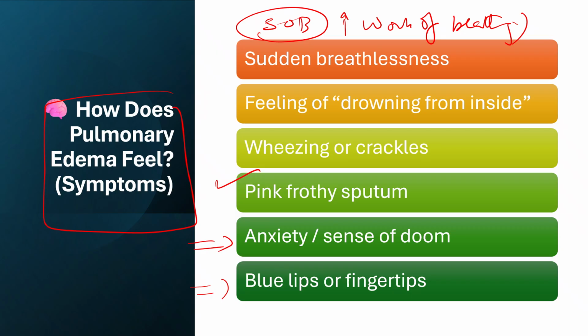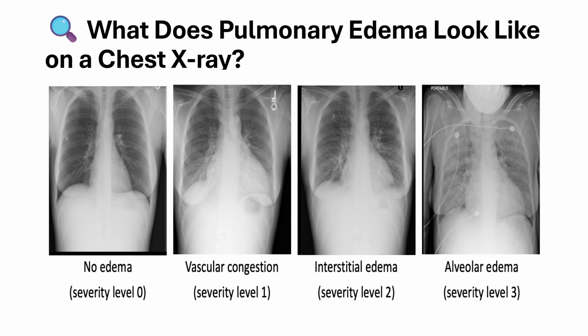So when the patient with pulmonary edema comes to the hospital, and if you get the chest X-ray, how it look like? So pulmonary edema has different stages on the chest X-ray. So let's discuss these stages in detail one by one.